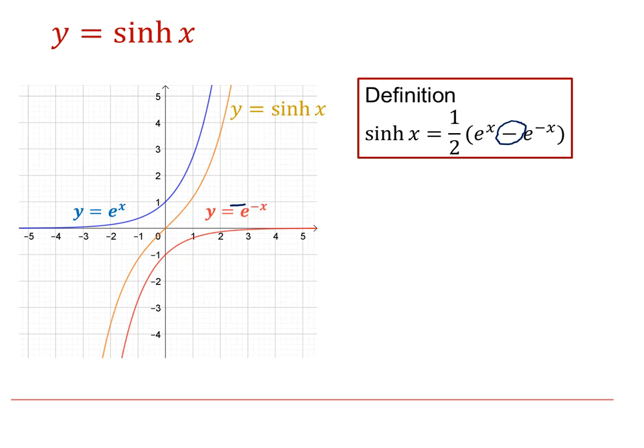We can see that the domain is x is real, and that the range is also that y is real, with no restrictions. As x tends to infinity, sinh x tends to infinity, and as it becomes large in a negative sense, then sinh x tends to minus infinity.